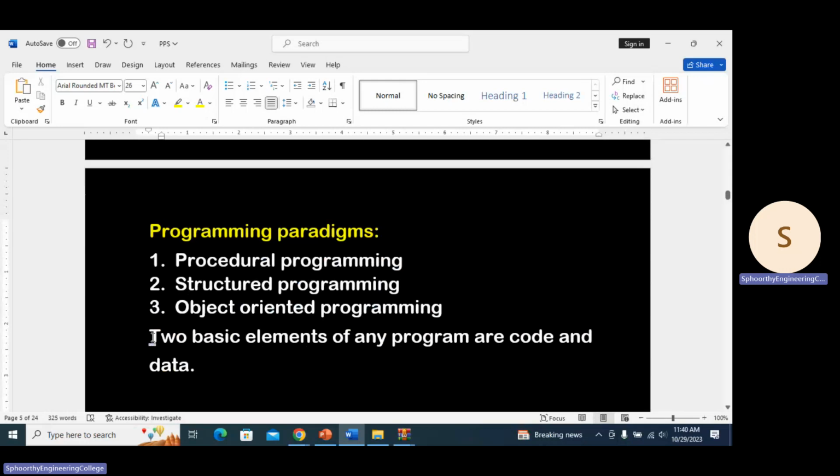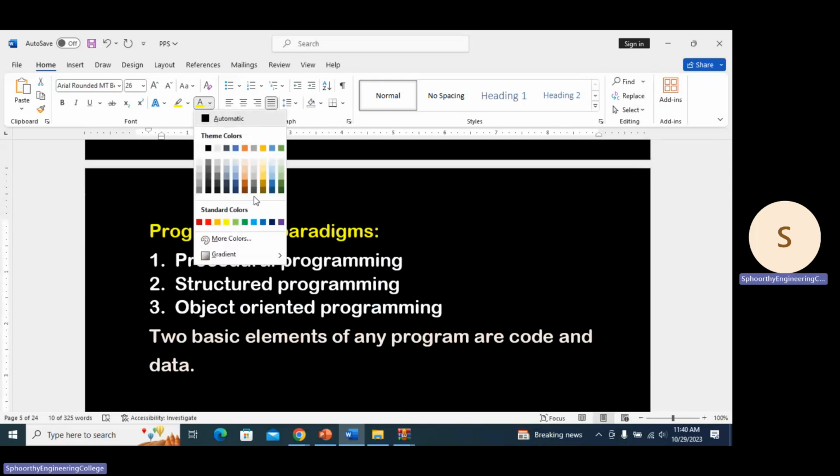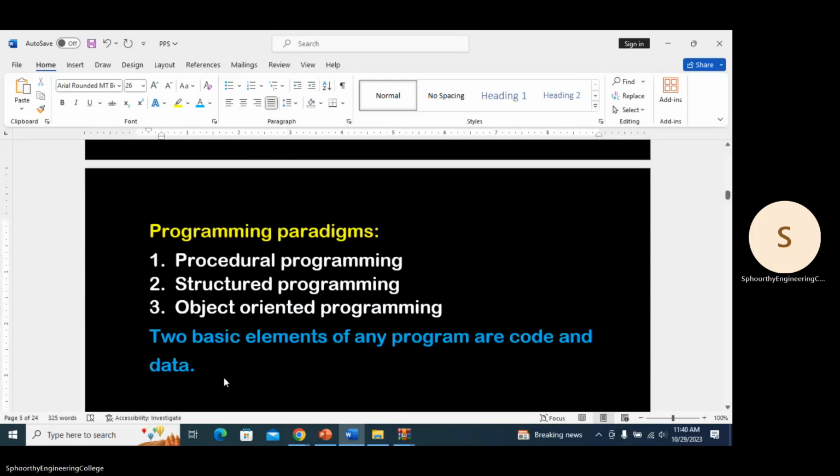Please remember this statement. This is very, very important. Two basic elements of any program are code and data. Keep this point in your mind. Now, the two basic elements are code and data, right?